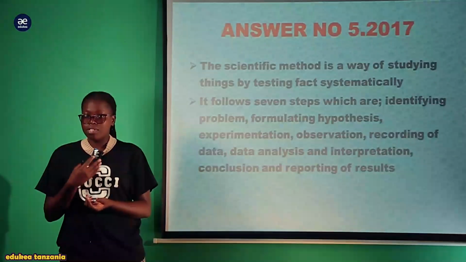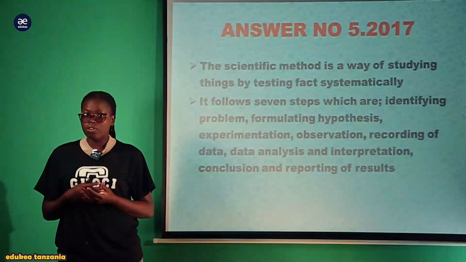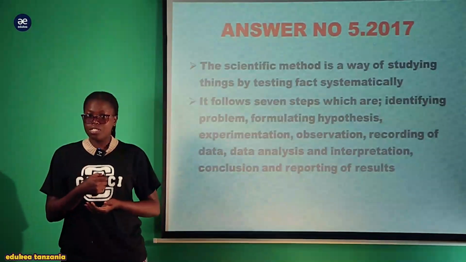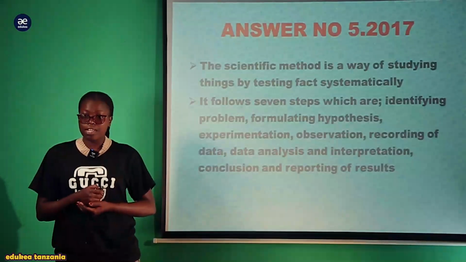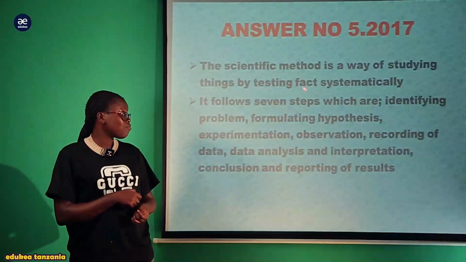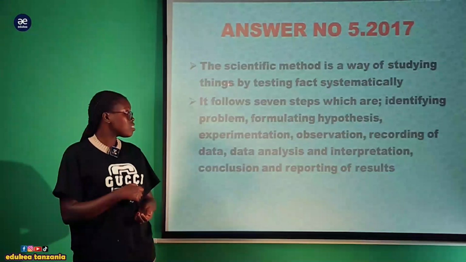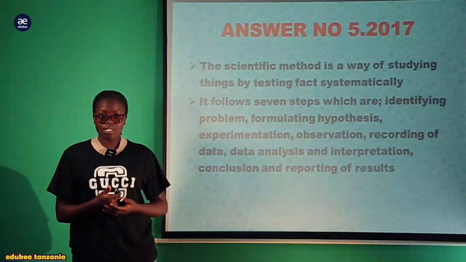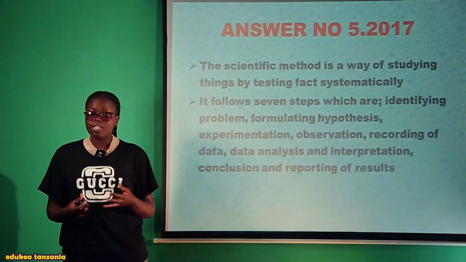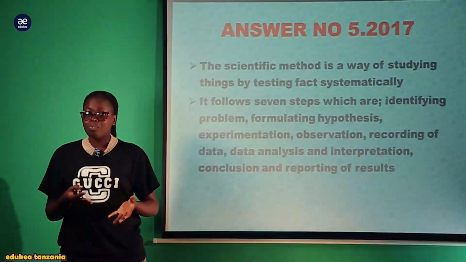But for those who have not studied, I would like to provide a brief explanation to see how you can attempt the question. Once we talk about scientific procedure, to outline 7 processes of scientific procedure, the scientific method is a way of studying things by testing facts systematically. Tunakuwa tunasoma vitu na kuweza kutest uhalisia wa hivyo vitu systematically, meaning that the things which we are studying needed to be scientifically proved.